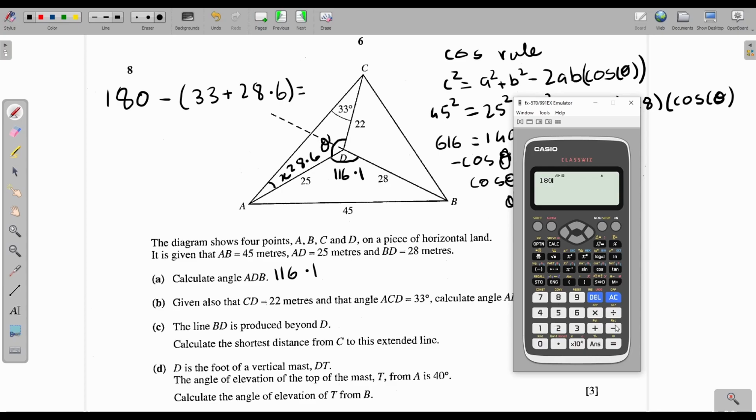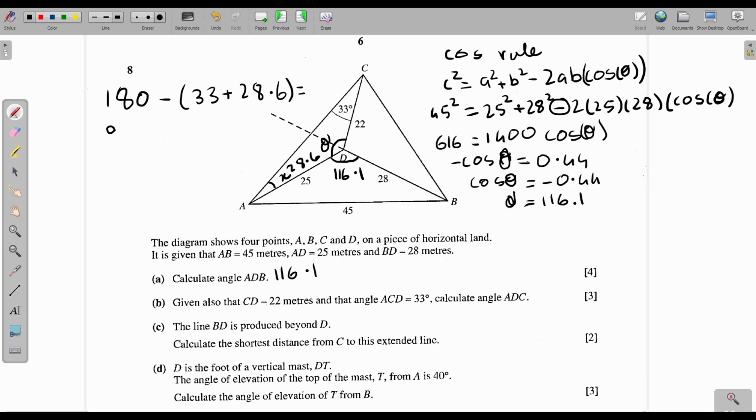180 minus 33 plus the answer that we got last time. That gives us 118.4. So theta is going to be 118.4 degrees, and let me also note that down over here. So this is 118.4 degrees.